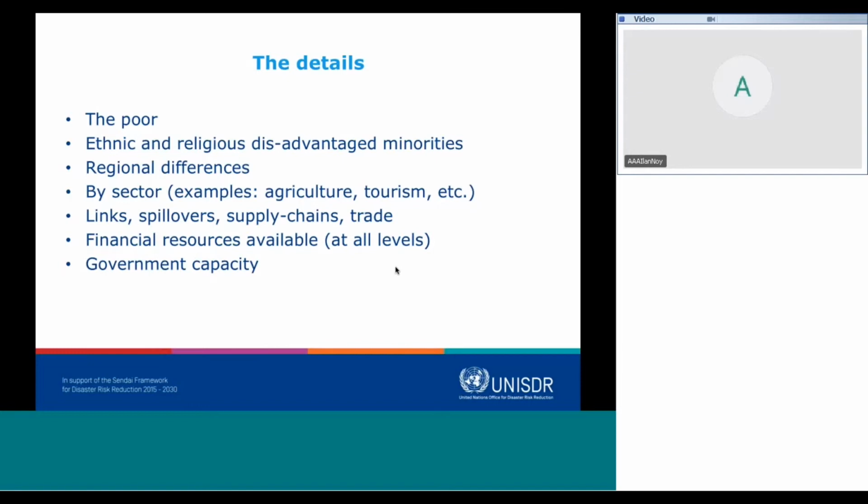There are other kinds of schisms within countries that might also be playing a role, and ethnic divisions, religious divisions, disadvantaged minorities of other sorts, and all of these will be more exposed not only to this immediate impact, but also to the long-term recovery. They may have more difficulty in finding the resources to recover quicker, and all of that needs to be thought of ahead of time.